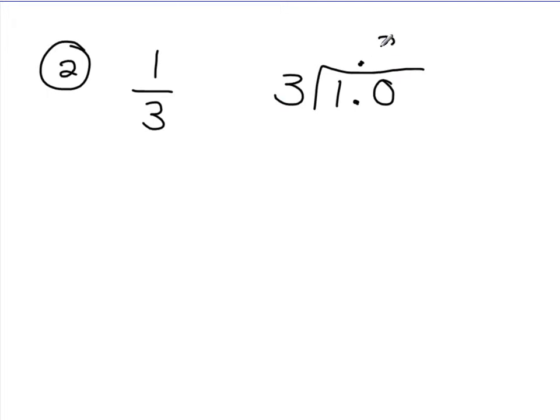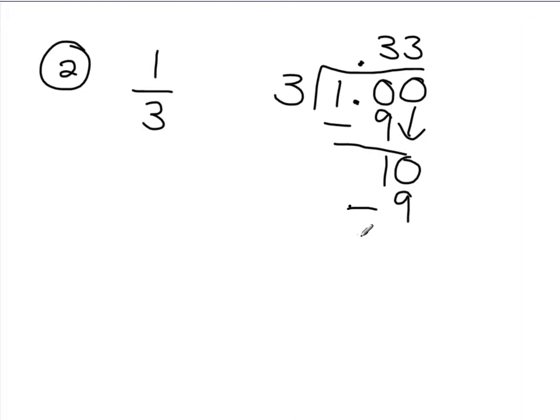3 times 3 is the closest we'll get to 10. We'll subtract. We got 1. Now I can't stop because I have a 1 there. I keep on going until the remainder is 0, or something else happens, which we're going to see in this one. So I'll fling another 0 at the end and bring it down. And I go, what times 3 gets us close to 10? Okay, 3 is the closest we'll get with 9. Subtract. And I got 1.